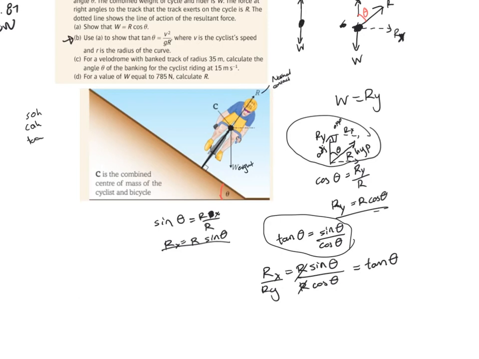We know that Rx, so this component of the normal contact force, is the one that's providing the centripetal force. So Rx should be equal to mv squared over r. Sorry, it gave us r as a lowercase, it says there. So I need to correct that.